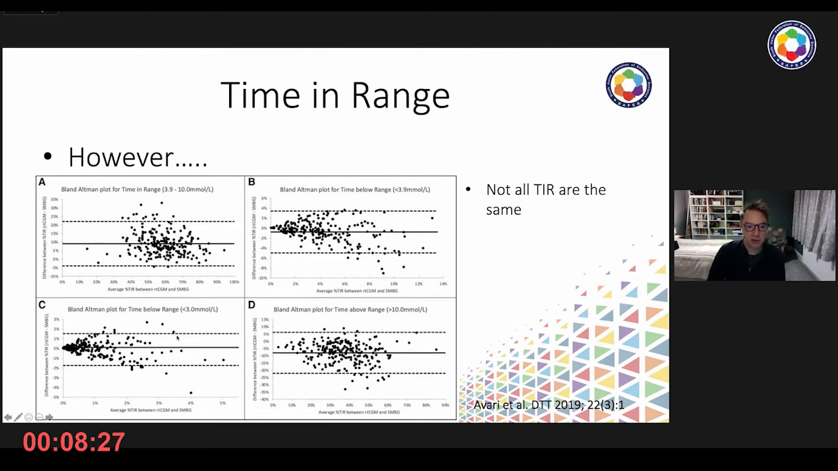These are Bland-Altman plots, and they tell you about the differences. So the differences in times in range between the two technologies were up to 25 or 30% for time in range, and they were, this is below range, up to 2 or 3% different for time below range, and that doesn't seem like very much. 3% time below 3.0 millimoles per litre, or 54 milligrams per deciliter, that's 45 minutes a day, which is a significant exposure to hypoglycemia.